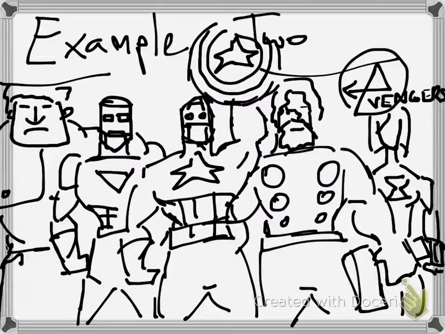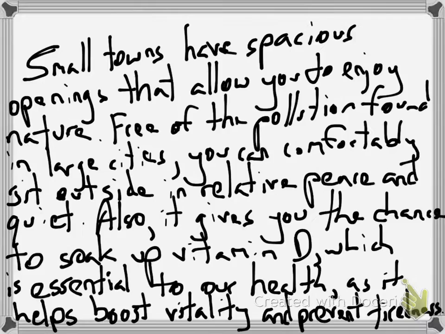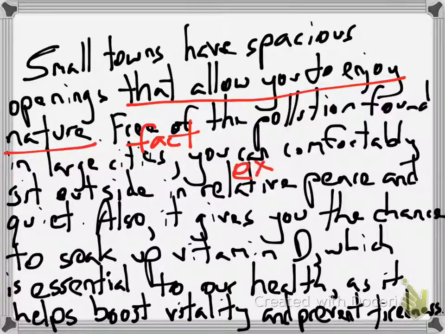So let's take a look at the next example, our Avengers example. Small towns have spacious openings that allow you to enjoy nature. So that follows along with our number 1 reason from our thesis. Free of the pollution found in large cities, fact, you can comfortably sit outside in relative peace and quiet, and this explains why this fact is relevant to our topic. Also, it gives you the chance to soak up vitamin D, which is essential to our health, fact, as it helps boost vitality and prevent tiredness. And this is a transitional sentence that can move on to our next topic about safety.